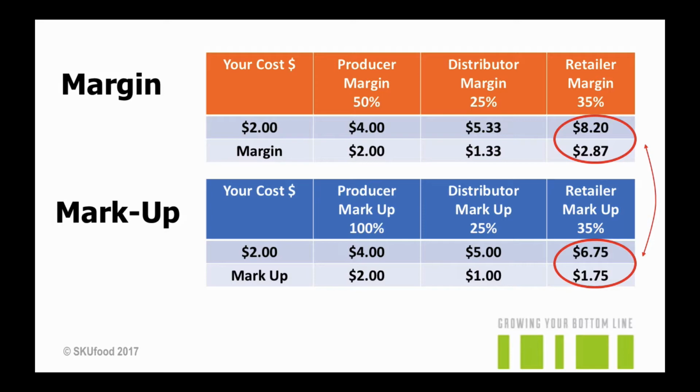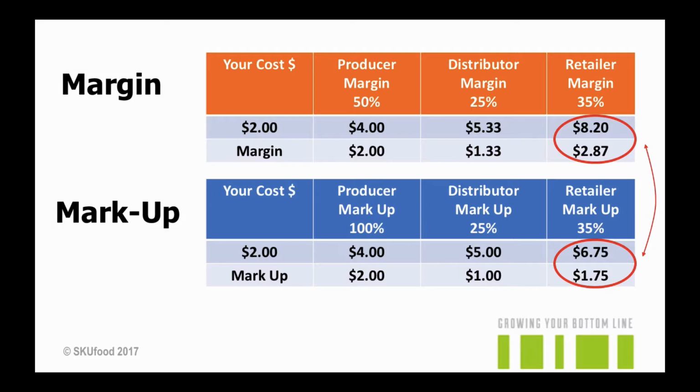That distributor is going to sell to that retailer for $5.33, but that retailer wants to get a 35% margin. So now the product is going to go up by $2.87 and retail for $8.20. So it started off at $2 down at your end, your cost. You wanted to have your 50% margin, so you sold it for $4.